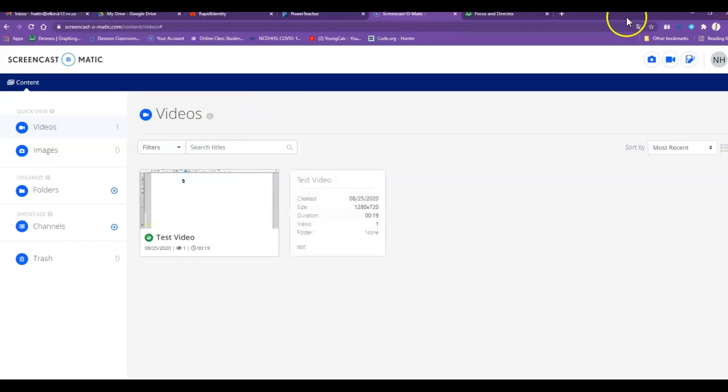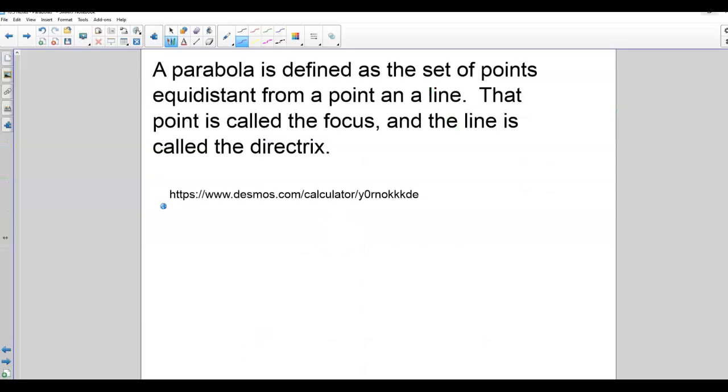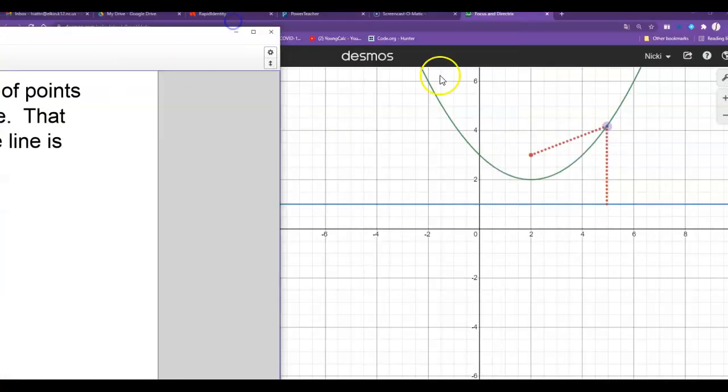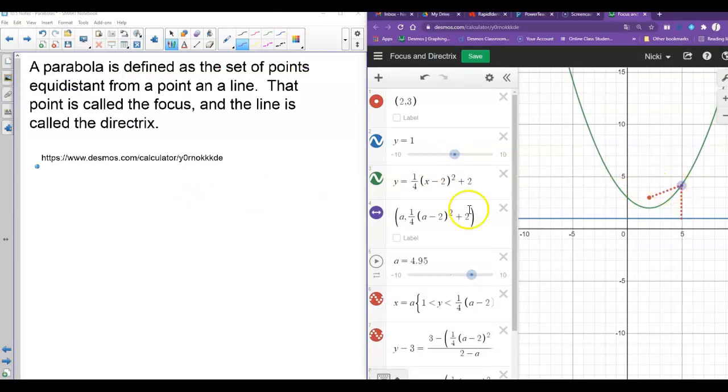I've got this Desmos graph that I have made here so you guys can kind of see what we're dealing with. Let's put these side by side so that we can see the definition next to what it is called here. A parabola is defined as the set of points equidistant from a point and a line. The point is called the focus. That's this red point on the inside of this graph right here. And the line is called the directrix. That's this blue line right here.